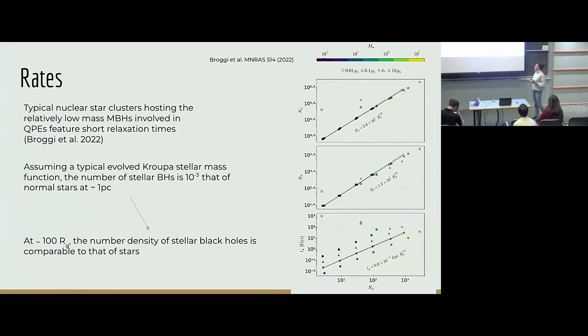But if you extrapolate this number to 100 RGs, which are the scales relevant for QPEs, then the number density is comparable between the two objects.